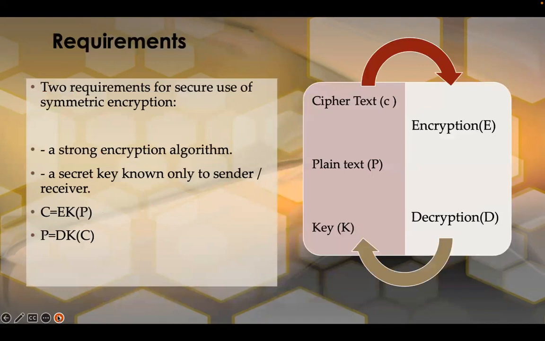Now we have some requirements for our Caesar cipher. Two requirements for secure use of symmetric encryption are a strong encryption algorithm and a secret key known only to the sender and receiver. Then we can represent ciphertext as C, plaintext as P, key as K, encryption as E, and decryption as D.